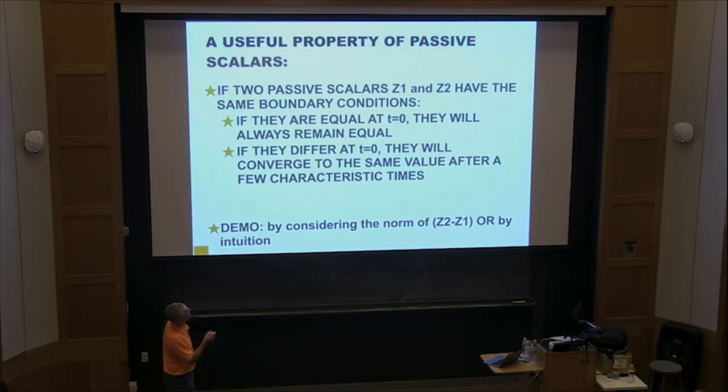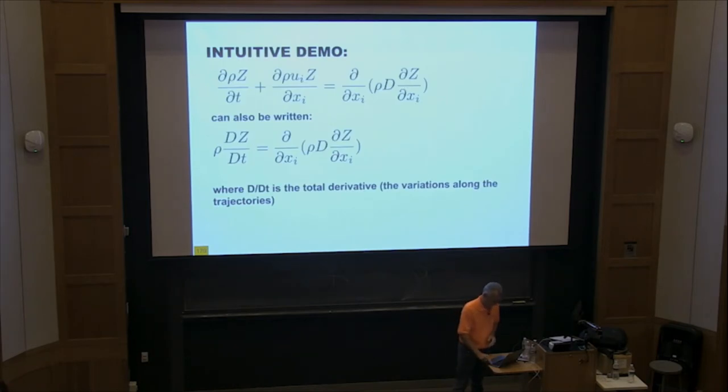If you take a passive scalar Z1 and another one Z2, I'm saying that if they have the same boundary conditions, they would be equal. So why do I say that? Well, I'm just going to consider the difference Z2 minus Z1. Mathematicians in France do it by showing that the norm of Z2 minus Z1 goes to zero. I'm going to do it more simply.